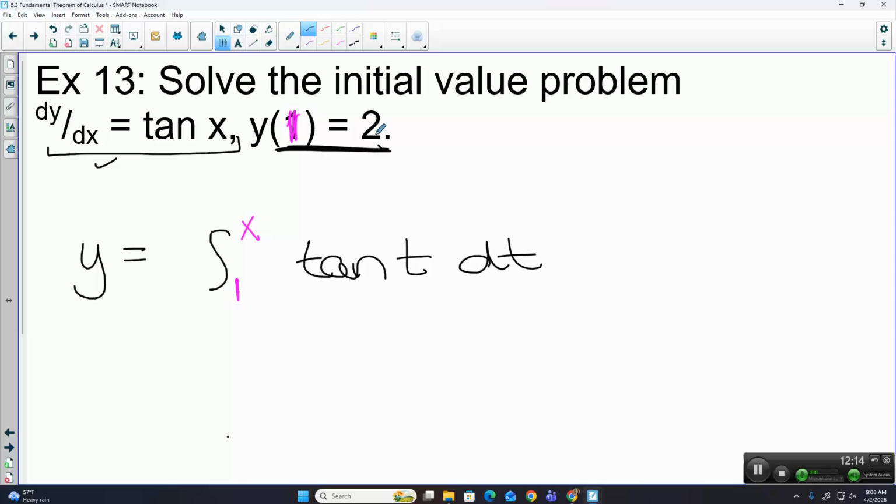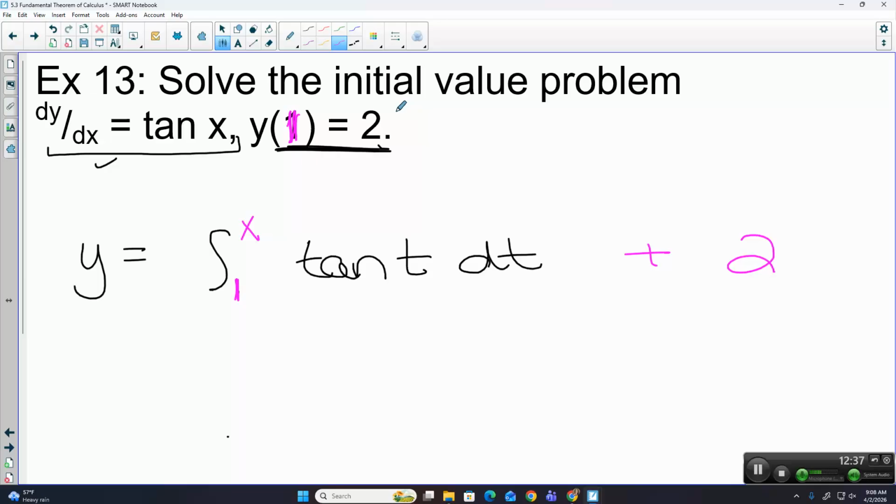Now when I plug in 1, I have to get out 2. If I currently plug in 1, I have 0. So how do we get a 2? Add 2 on the end. So if you make your integral start at your value here, then you can just add whatever that constant is to the end. And then we found a function that would work.